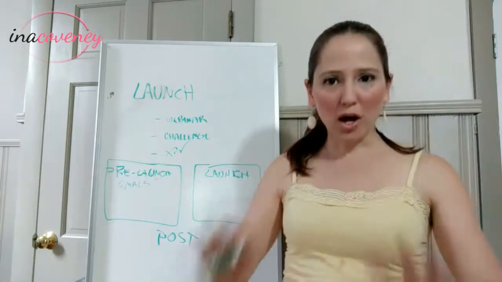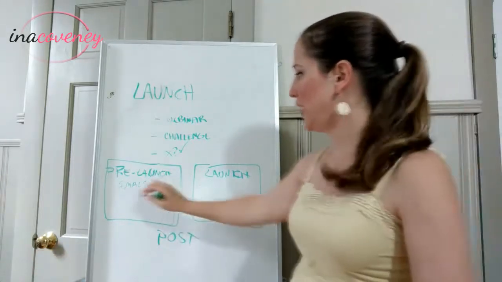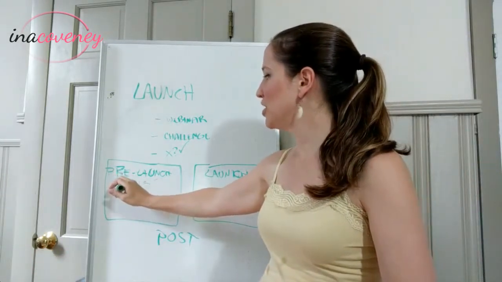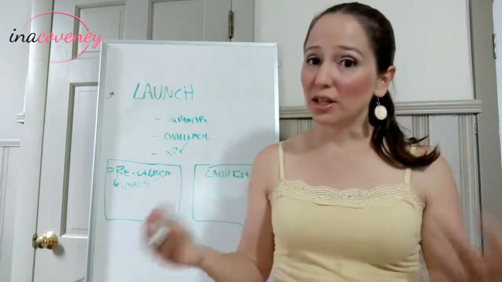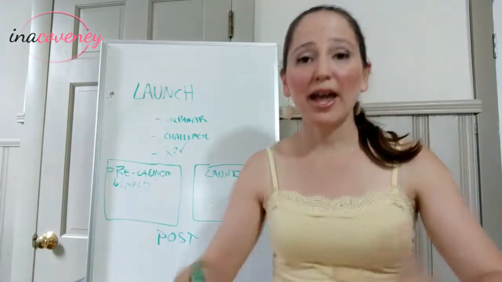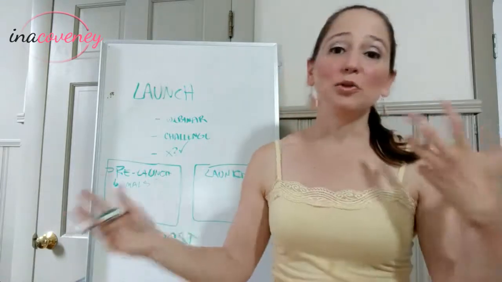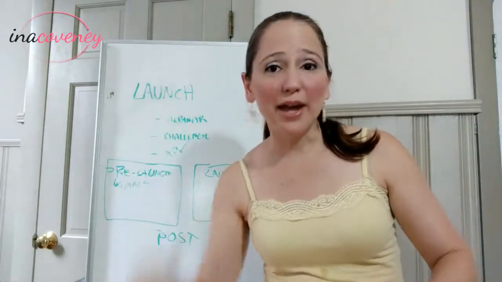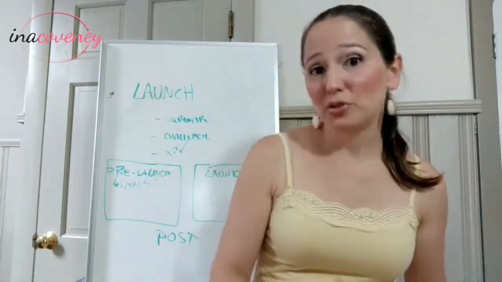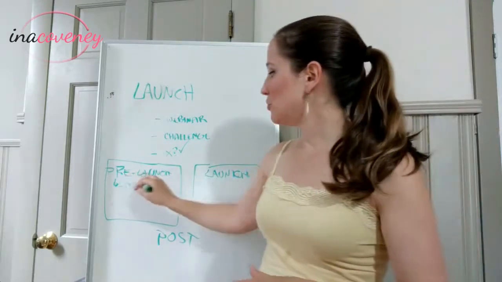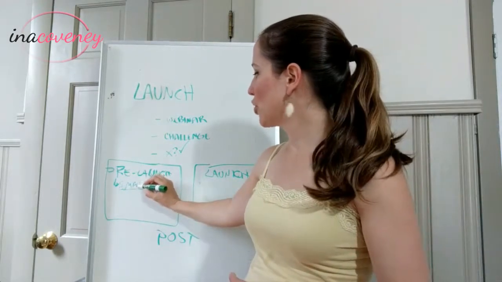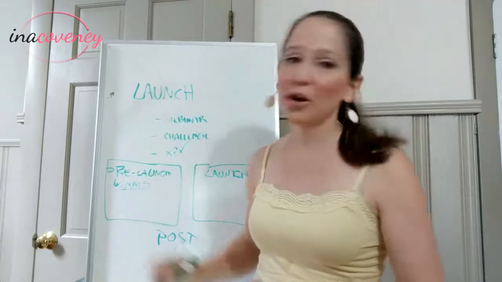So that's what you do in the pre-launch sequence. Number one, you send emails to your audience. You let them know, hey, I'm doing this challenge. I think it would be really useful for you for A, B, and C. Here's the link to sign up. So this is contacting your current audience, the people that already follow.